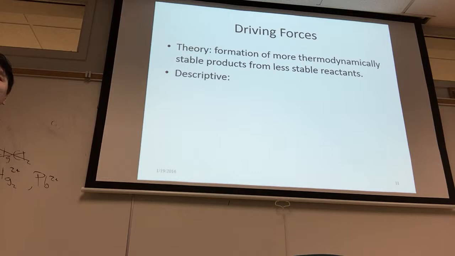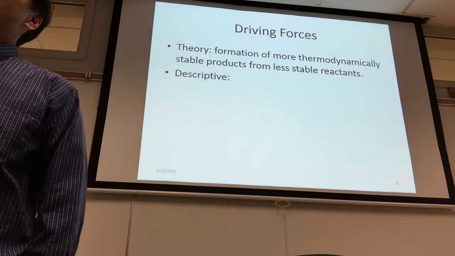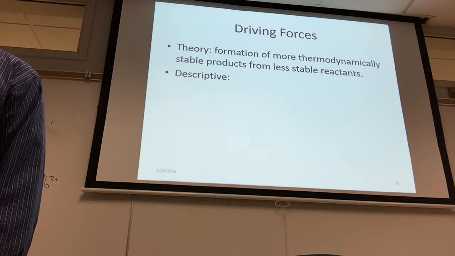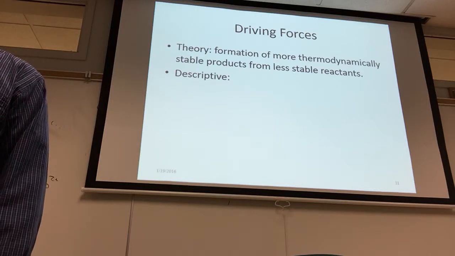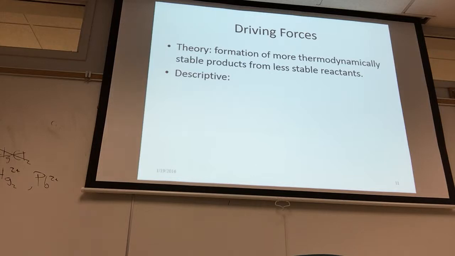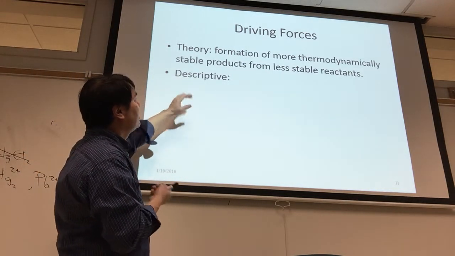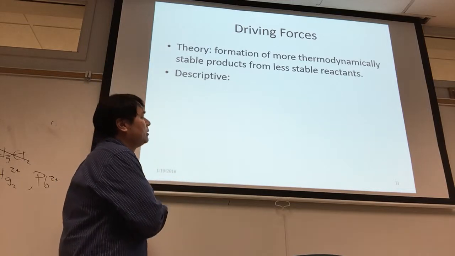But is that the same for every type of reaction? You could form a strong precipitate in a redox reaction and have nothing happen. Why? Because redox is a bit different. And so when we're looking at driving forces, we're looking at forming more thermodynamically stable products from less stable reactants.